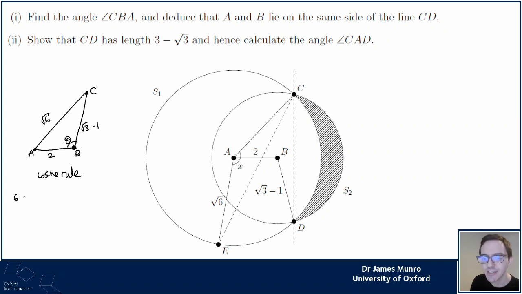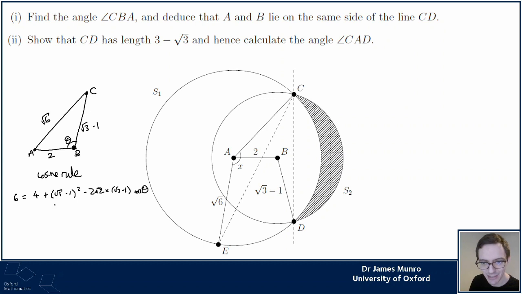It says the opposite side squared is b squared plus c squared minus 2bc cos theta, so 2 times 2 times (√3 minus 1) cos theta. Okay, so I need to rearrange this and simplify to work out what cosine theta is, and then I'll find the angle CBA.